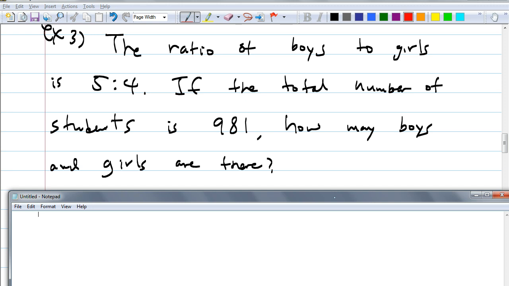Austin? Let x equal the number of boys and girls. You can't do x for number of boys and girls, that means that the number of boys and girls are the same. Okay, so the ratio though is 5 to 4. So that's going to help us. What do you think?